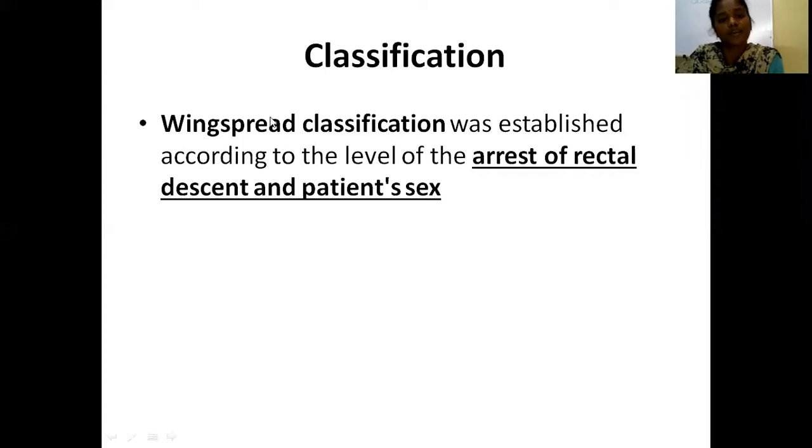There are different classifications for the anorectal malformations. One among them is the Wingspread classification. This is the earliest classification and the most widely used one. It is based on the level of arrest of rectal descent and the patient's sex. What is meant by arrest of rectal descent? Whether the rectal descent is arrested above the level of puborectalis, at the level of puborectalis, or below the level of puborectalis; the Wingspread classification is based on that.